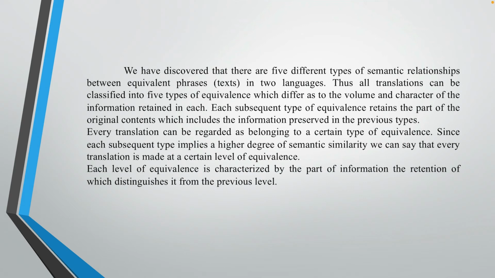Each subsequent type of equivalence retains the part of the original contents which includes the information preserved in the previous types. Every translation can be regarded as belonging to a certain type of equivalence. Since each subsequent type implies a higher degree of semantic similarity, we can say that every translation is made at a certain level of equivalence. Each level of equivalence is characterized by the part of information the retention of which distinguishes it from the previous level.